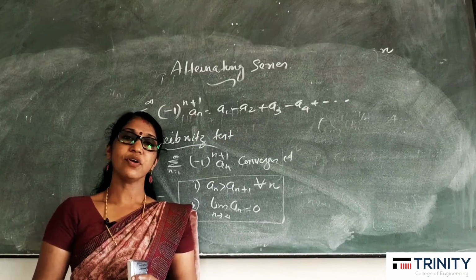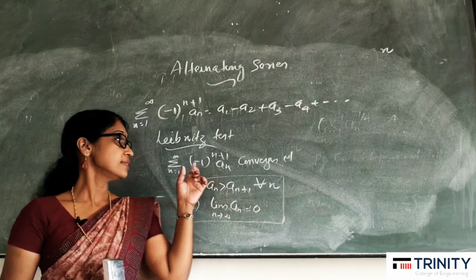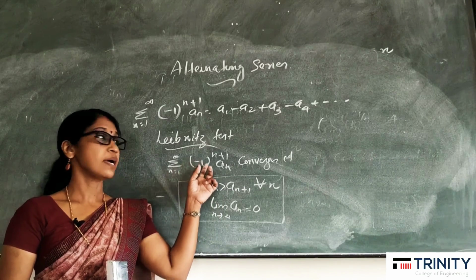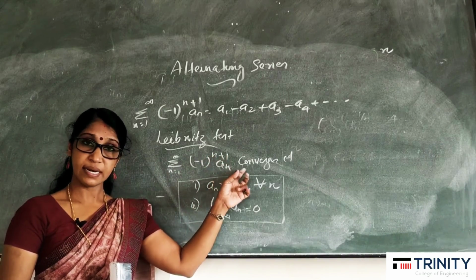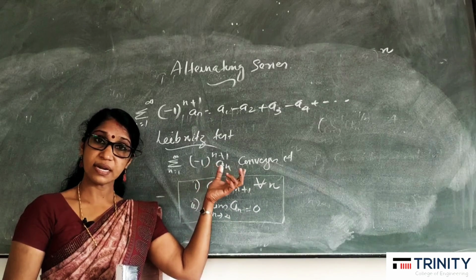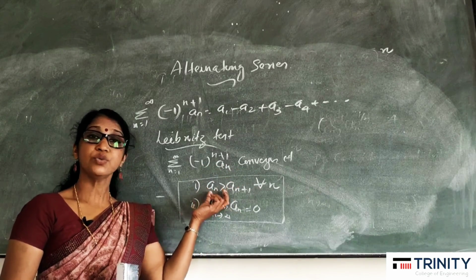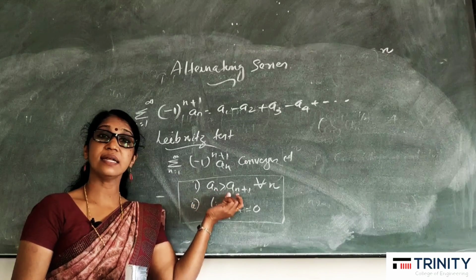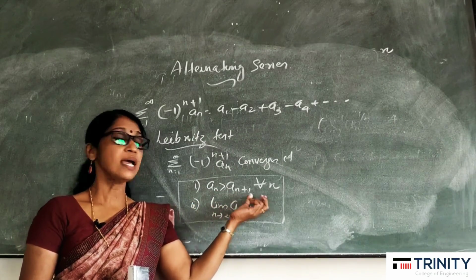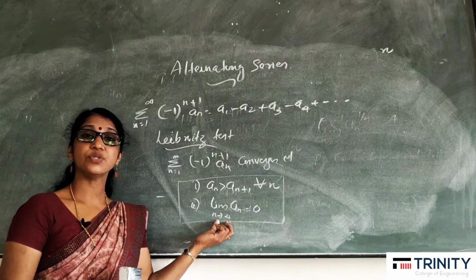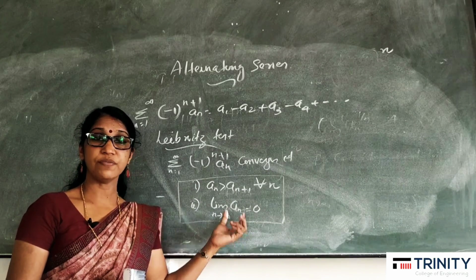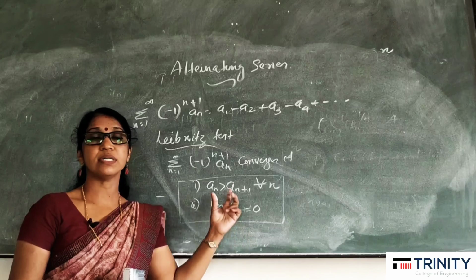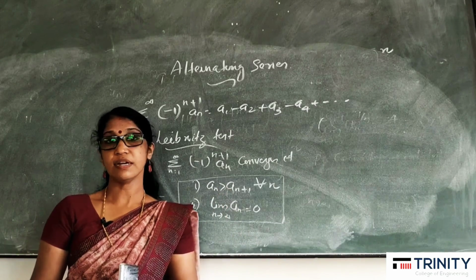Now Leibniz test for alternating series. A series sigma n equal to 1 to infinity (-1)^(n+1) a_n, that is, the alternating series, converges if and only if the two conditions are satisfied. First condition: a_n is greater than a_(n+1) for all n. Second condition: limit n tends to infinity a_n is equal to 0. If these two conditions are satisfied, then the alternating series is said to be convergent.